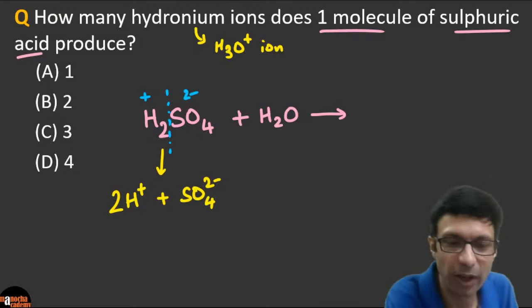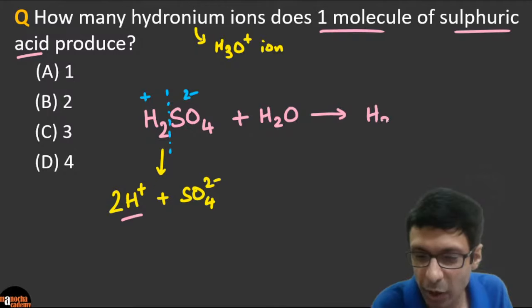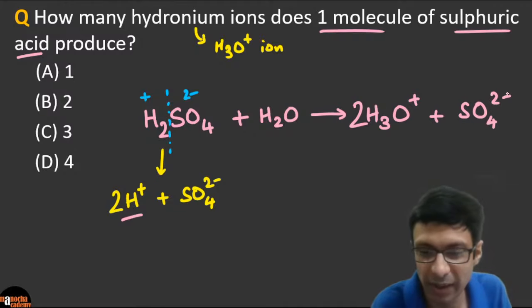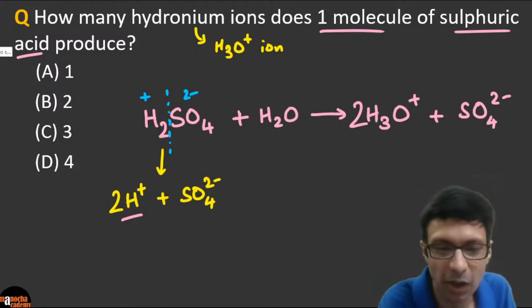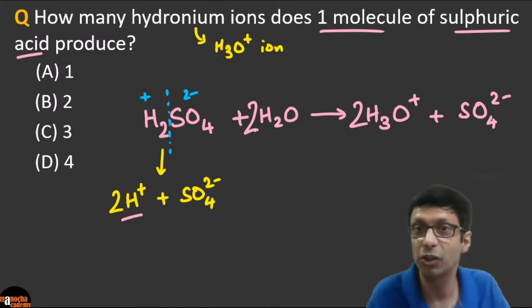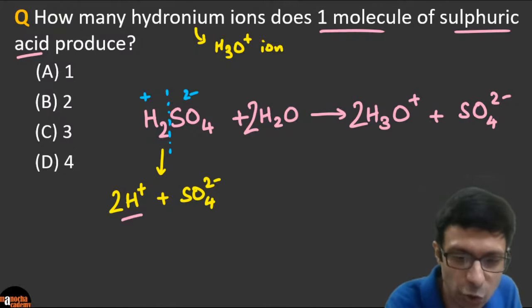So basically we are going to get, what do we get here? And then those H pluses are going to combine with water. So we are going to get 2H3O plus sulfate. And here to balance the equation, basically we will need 2 molecules of water because it's producing two hydrogen ions, and those react with 2 molecules. So the correct answer is 2.